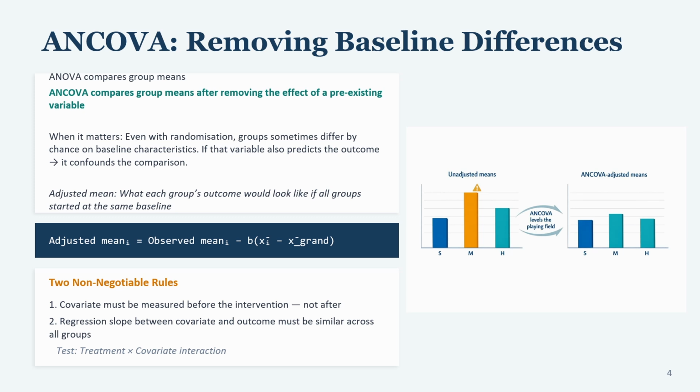Second, the regression slope between covariate and outcome must be similar across all treatment groups. Test this by adding a treatment by covariate interaction term to the model. If that interaction is significant, the adjustment is different in different groups and ANCOVA is invalid. Acknowledge the limitation and consider stratified analysis.